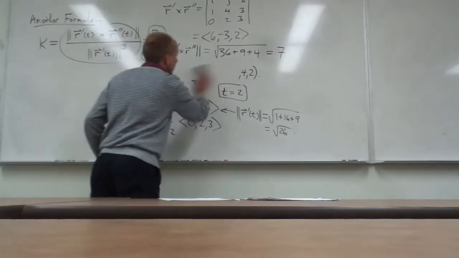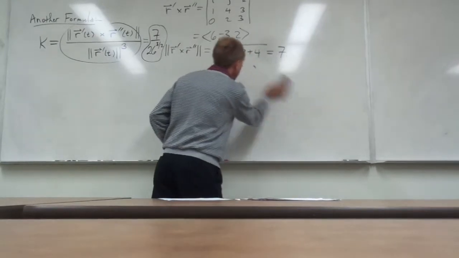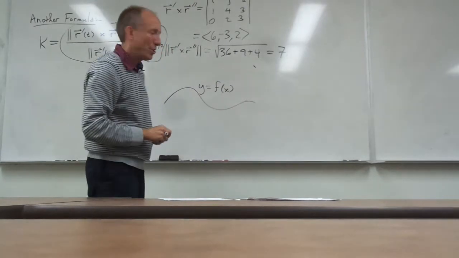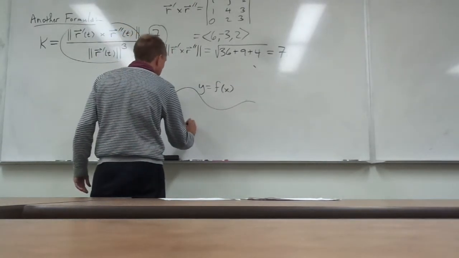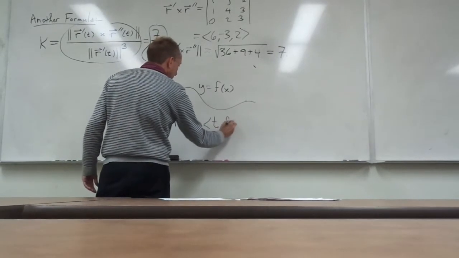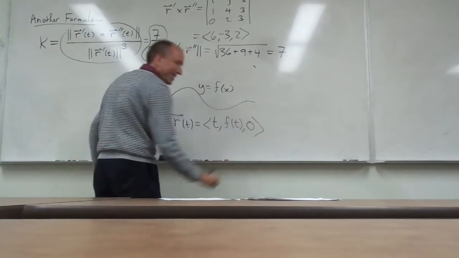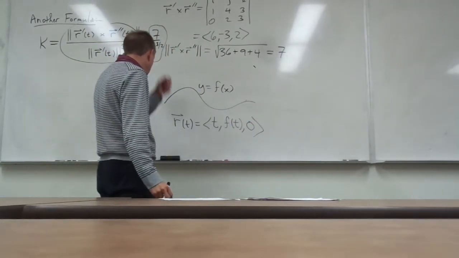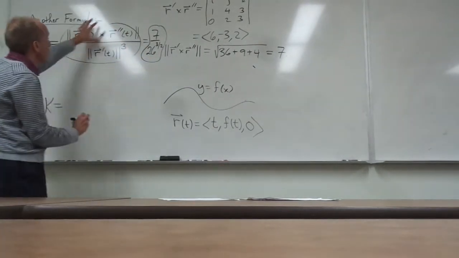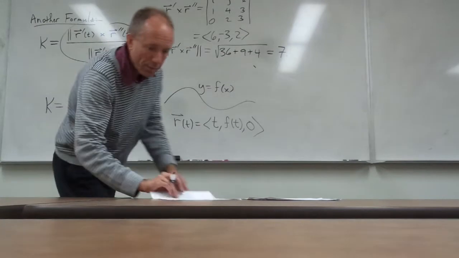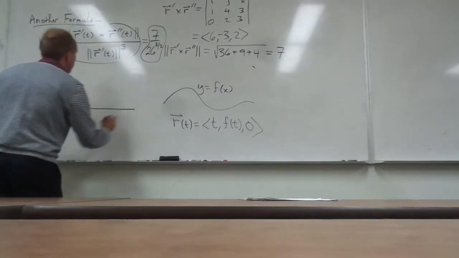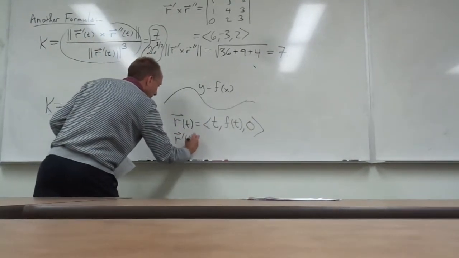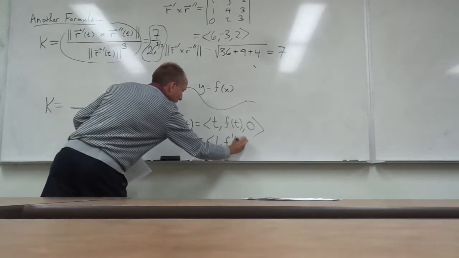What if you just had a curve, y equals f of x, and you wanted to know the curvature of it? Of course, you can think of the position vector for that as just being t, f of t, and 0, right? You could just apply this formula and write down a formula for the curvature. Let's just derive it here. The derivative is 1, f prime of t, and 0.